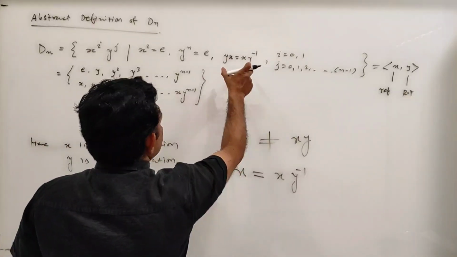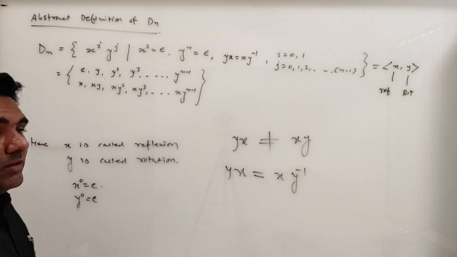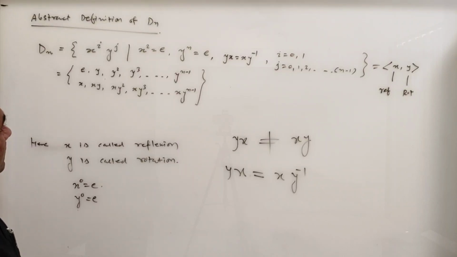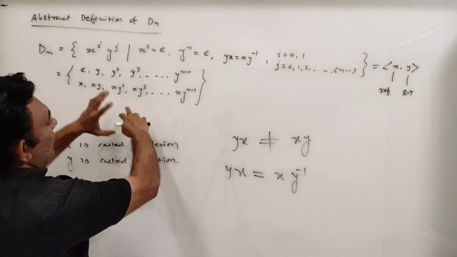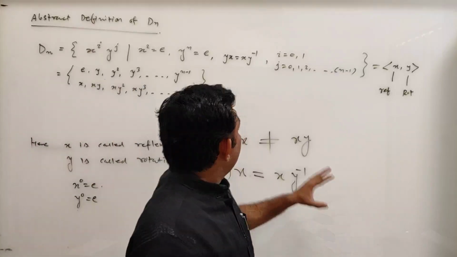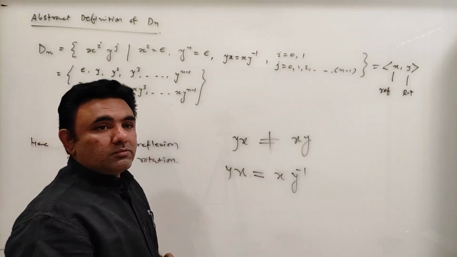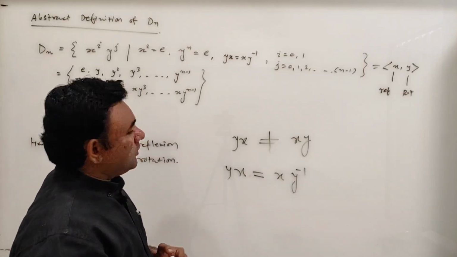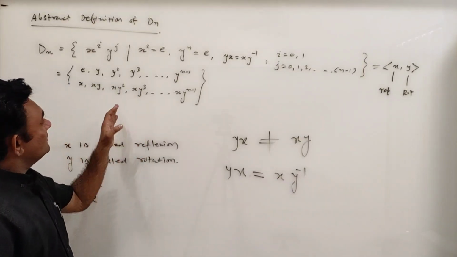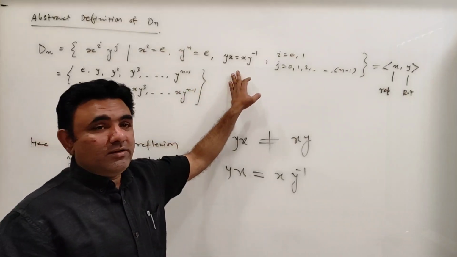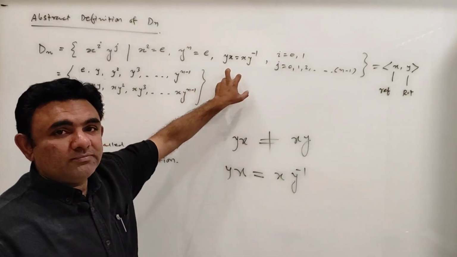So if we apply this law, then we can have commutation between any two elements. We'll see how we can obtain commutation between any two elements with the help of this thing, right? So I am adding this condition here.